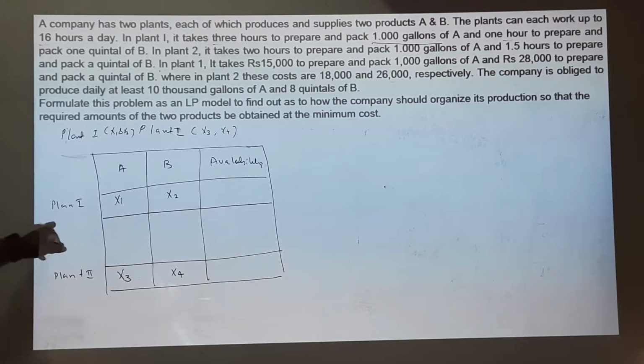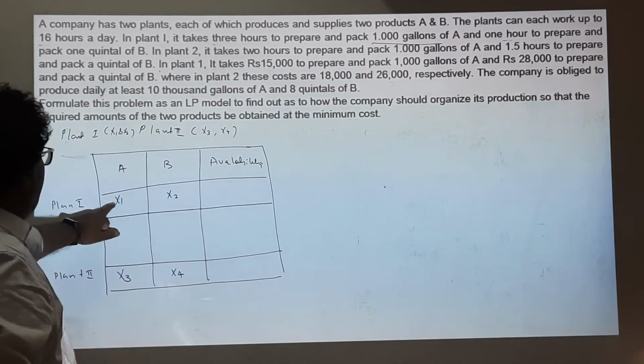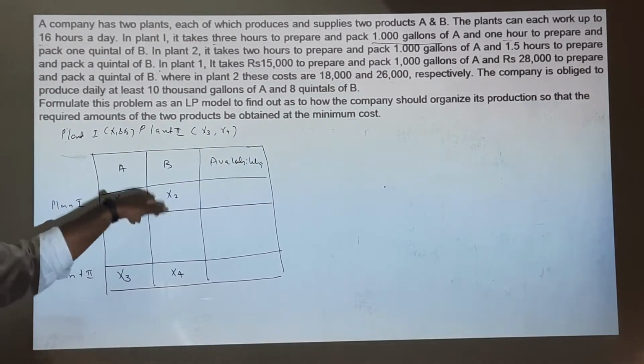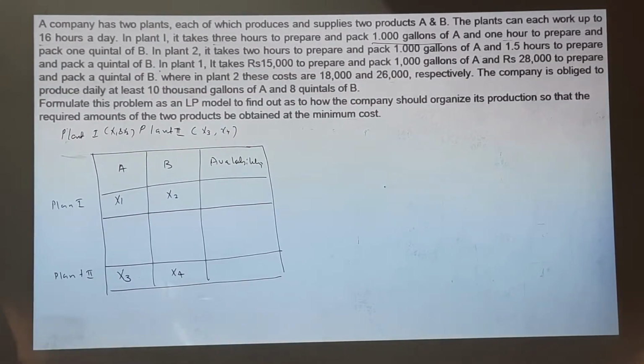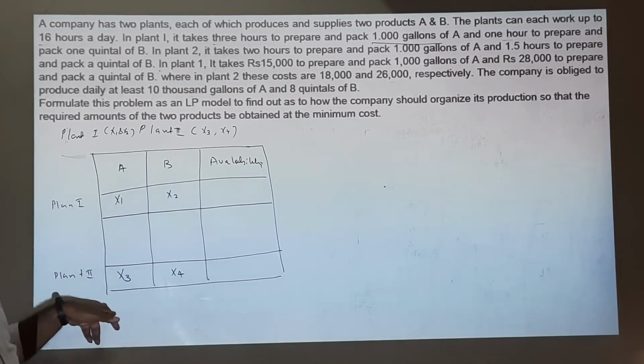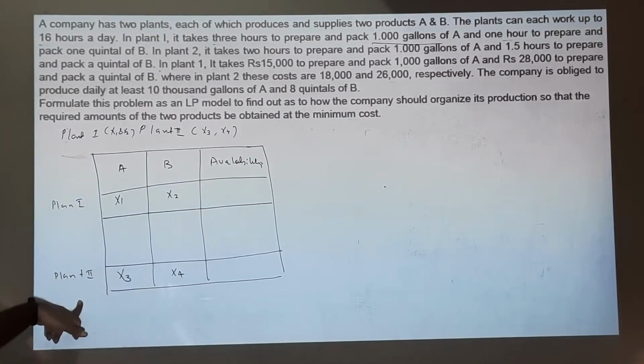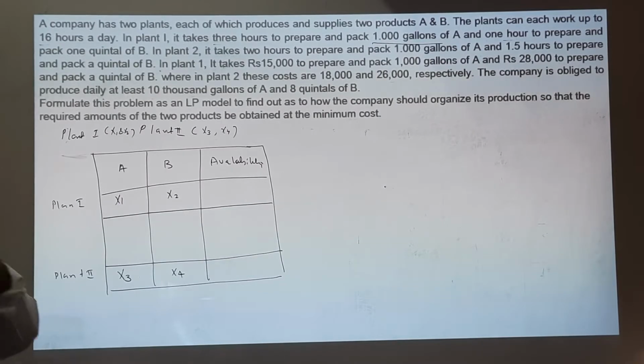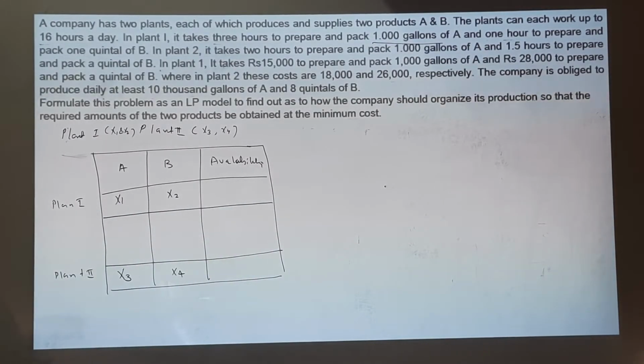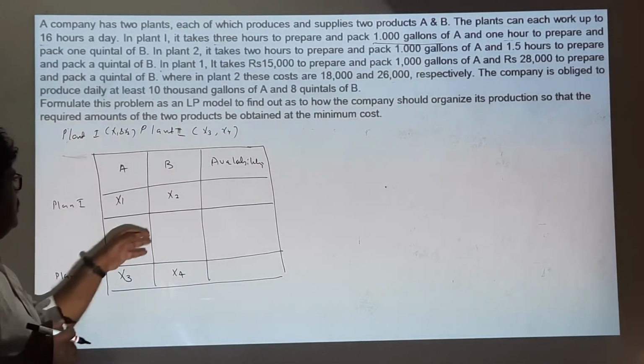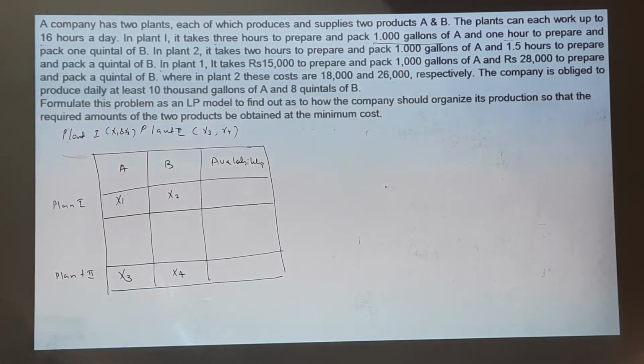Each plant manufactures a specific output of A and a specific output of B. So we have x1 units of A from plant 1, x2 units of B from plant 1, x3 units of A from plant 2, and x4 units of B from plant 2. Just visualize that there are two plants and each plant produces outputs A and B, and these are the numbers arbitrarily given as x1, x2, x3, x4.